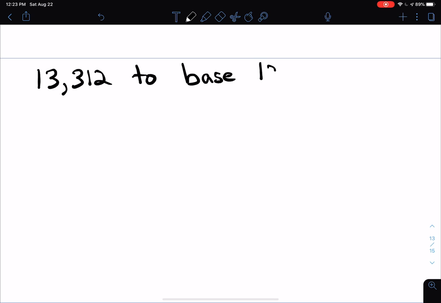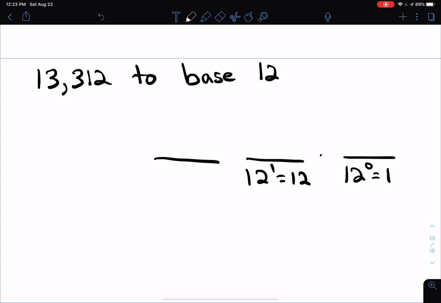All right, so let's do a couple more. Let's take 13,312 and convert that to base 12. So we have 12 to the 0, or 1, 12 to the first, or 12, 12 squared, or 144. What is 12 cubed again? I know I did it earlier, but I do not remember. 1728.